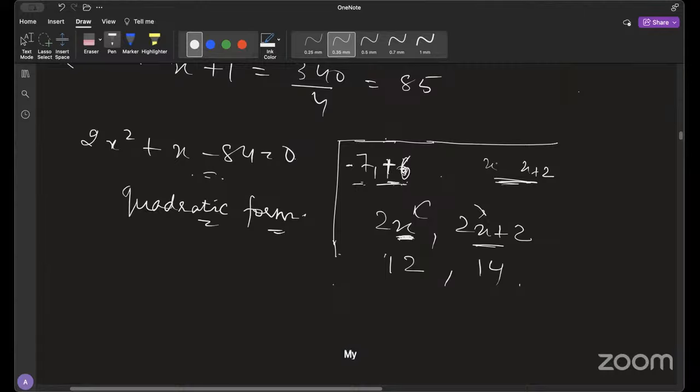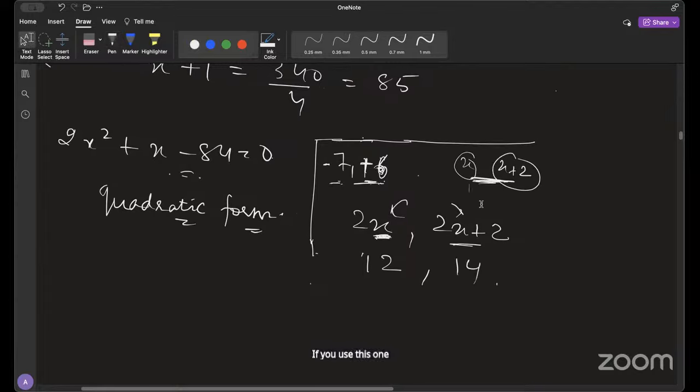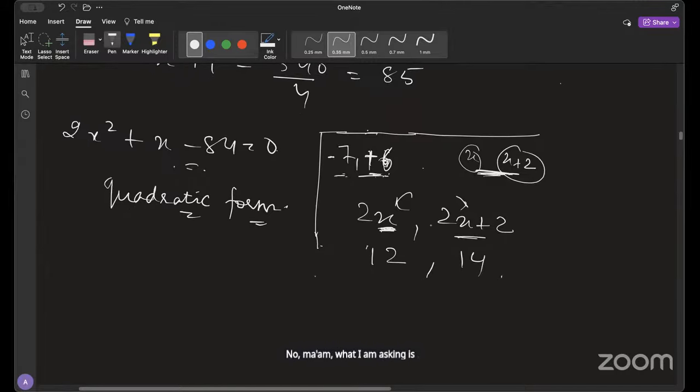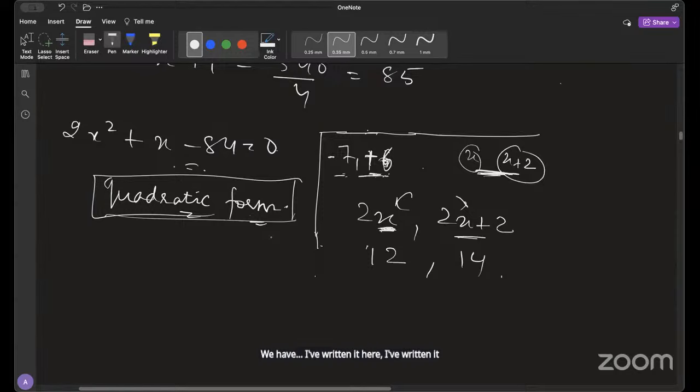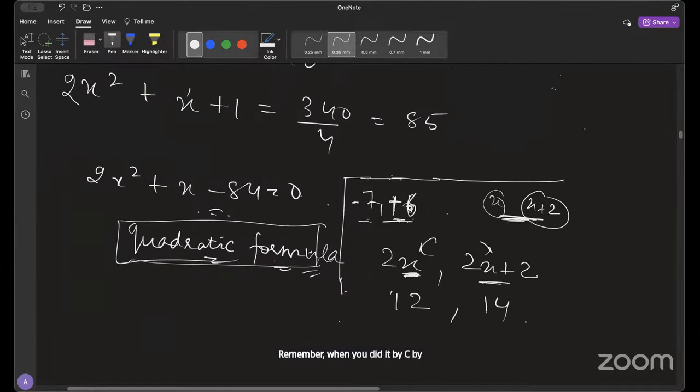My idea was that if you use the x and x plus 2 one, if you use this one, no, then ma'am, what I am asking is when you did C by A, it was minus 42. After minus 42, how did you get minus 7 and plus 6? I am asking that. I've written it here. Use quadratic formula. We haven't used that approach here. Ma'am, but when you did it by C by A, I wanted to know your approach. When it came minus 42, we can't use that approach here.